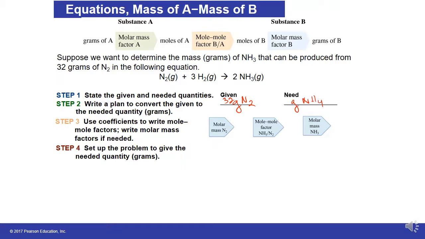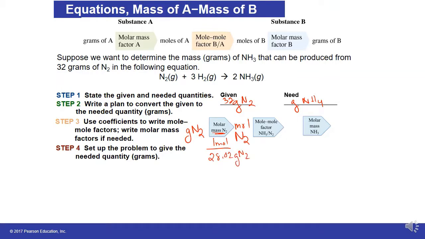So what is our plan? We start off with the grams of nitrogen, and from the grams of nitrogen, we're going to go to the moles of nitrogen, and so I need the molar mass of nitrogen. I'm going to put 1 mole on top per 28.02 grams of nitrogen.